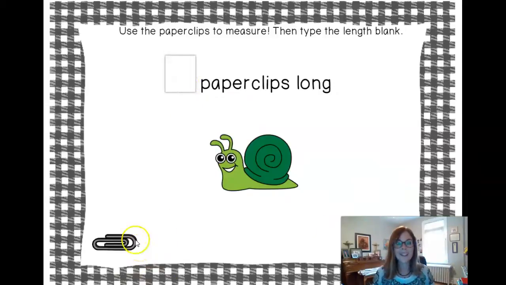Let's measure the snail. We have to line up our unit as close as possible to the beginning of this snail. And you see that is the snail's little antenna. So I'm going to start the paper clip about there. Line it up end to end without any gaps or overlap. And this time I want you to answer, how long is the snail?